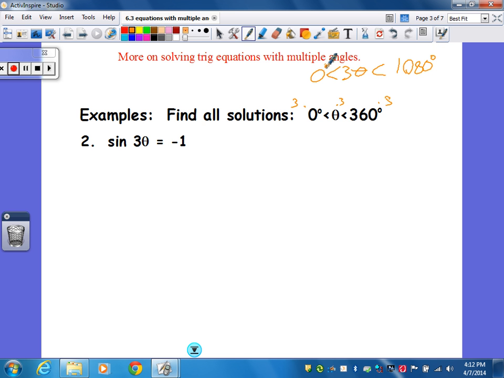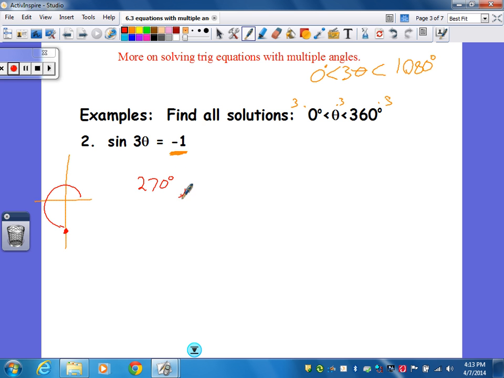Now, right away, you should be looking at this negative 1 and thinking, sine is negative 1 where? So I'm going to draw my unit circle. Sine is negative 1 in one spot, right there. That's pretty much it. Well, what is that angle? That angle is 270 degrees.